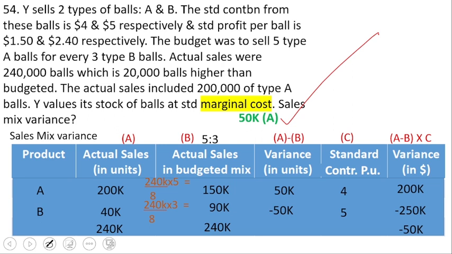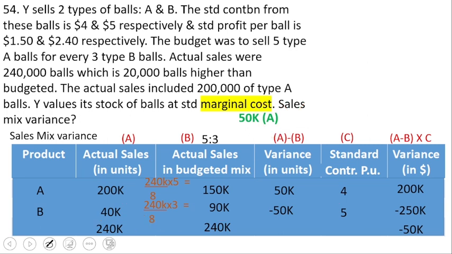And why is it adverse? Because product B was more profitable. As per the budgeted mix, the more profitable product, that is product B, we had to sell 90,000 units, but we sold a lesser quantity of 40,000 units. That is the reason why we are ending up with an adverse variance.